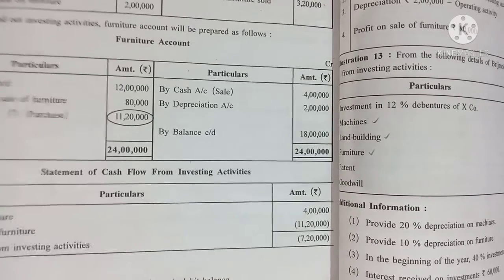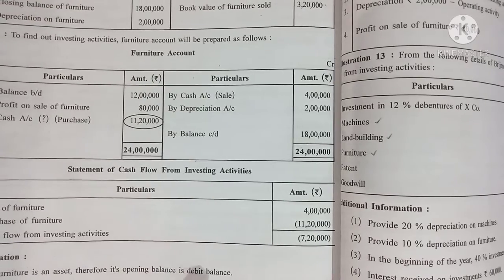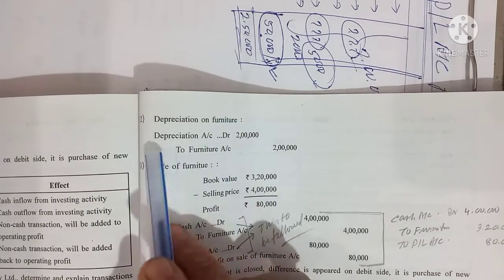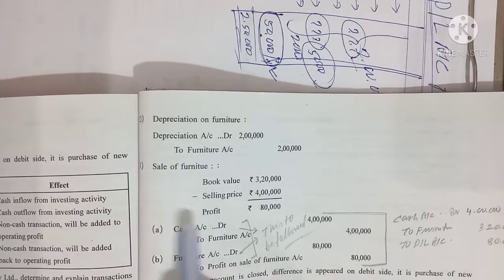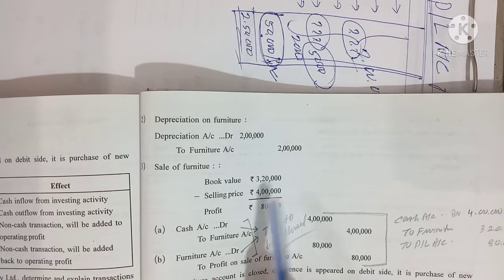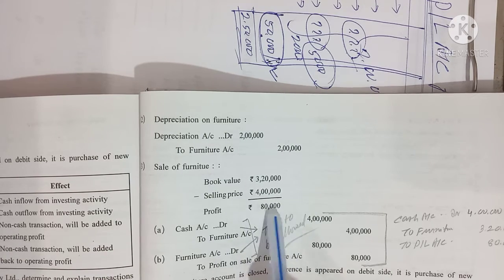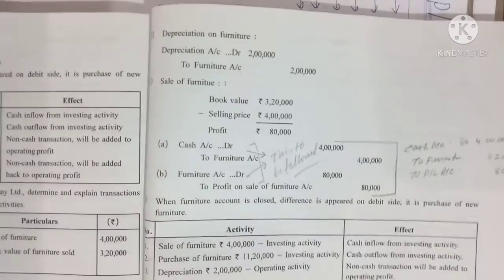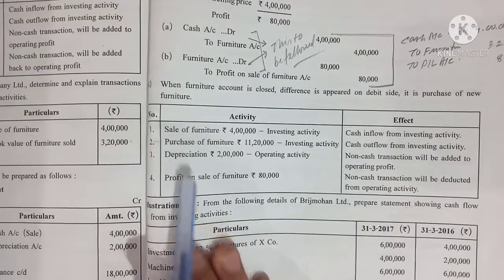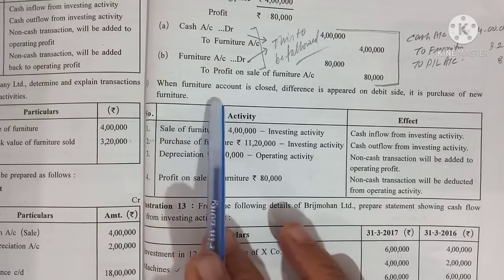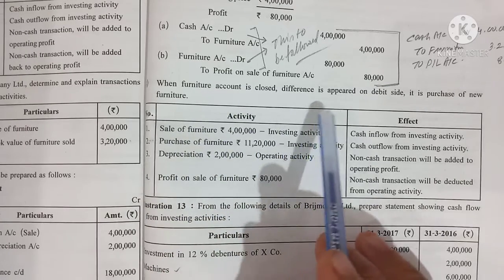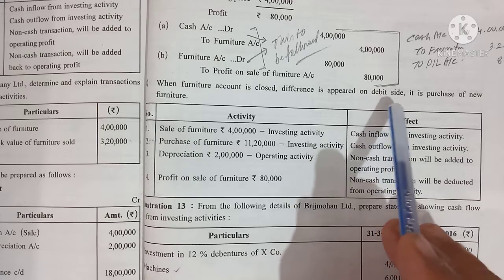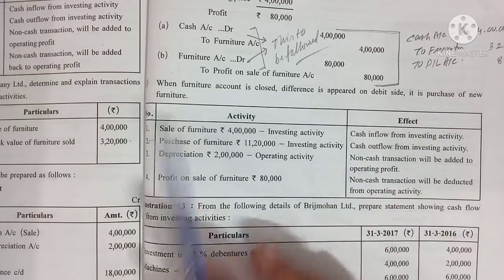For that it is given. The furniture is an asset, therefore the opening balance will come on the debit side. Depreciation of furniture, depreciation account debit to furniture. Sale of the furniture, book value 3 lakh 20,000, selling price 4 lakh. So profit is 80,000. Cash account debit to furniture, furniture account credit to profit and loss, or profit on sale of furniture. Now when the furniture account is closed, the difference appears on the debit side and it is the purchase of the new furniture.